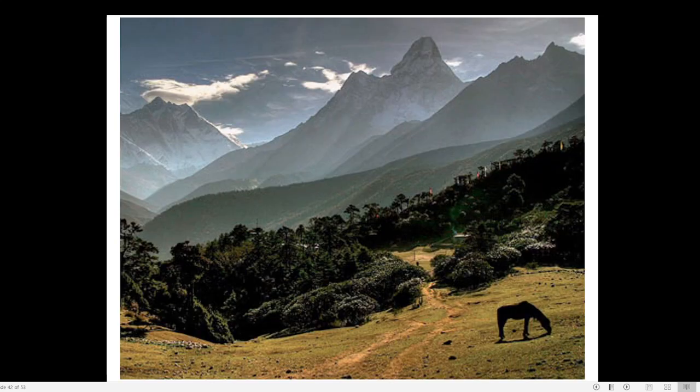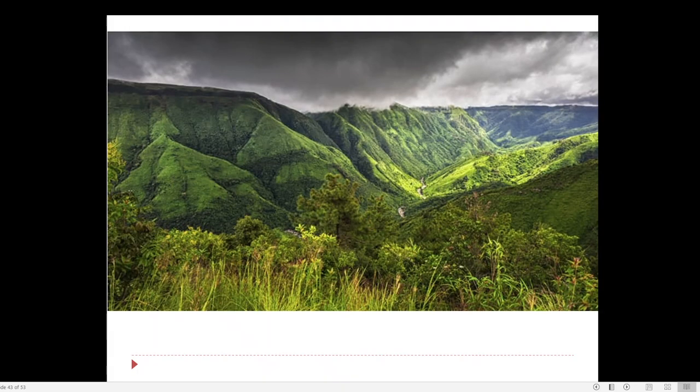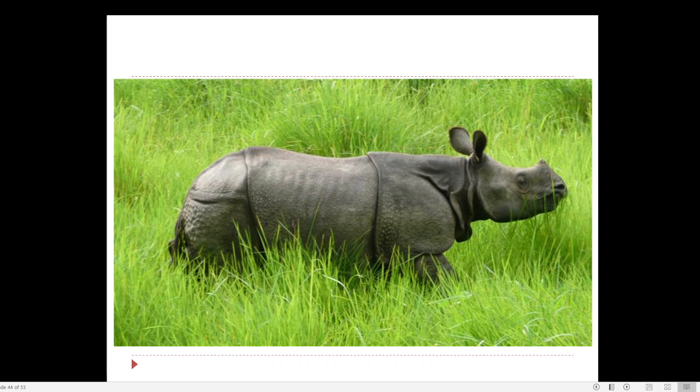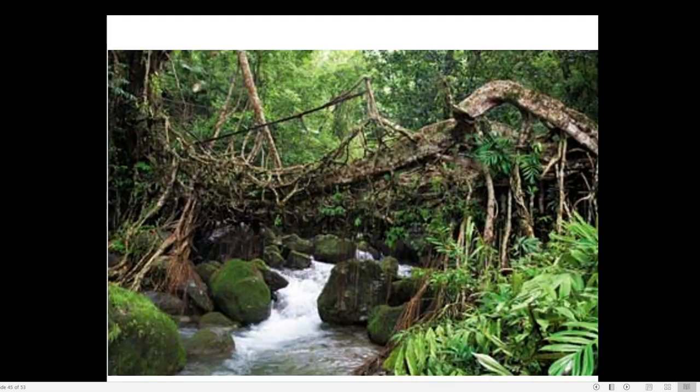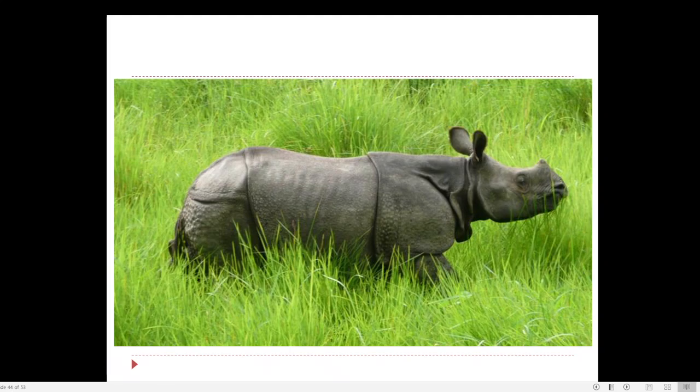See here also you can find the type of mountain. These are the Khasi and Garo hills. This is also a picture of Khasi and Garo hills. So this animal is one of the interesting animals. Where is it present? This is present in the Kaziranga National Park. It's known as the Indian rhinoceros.